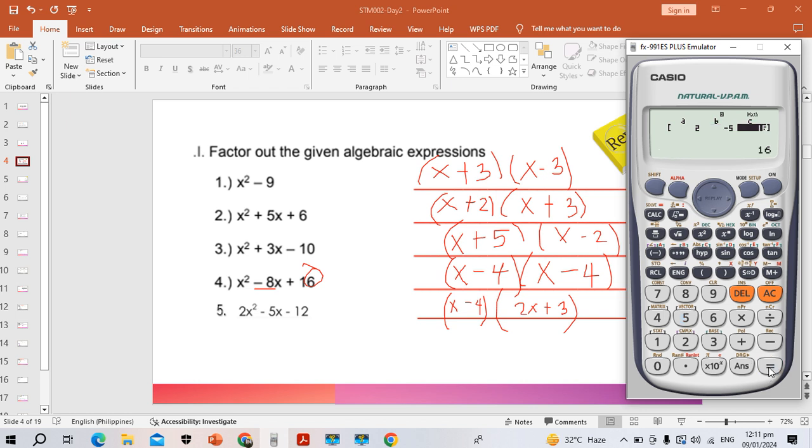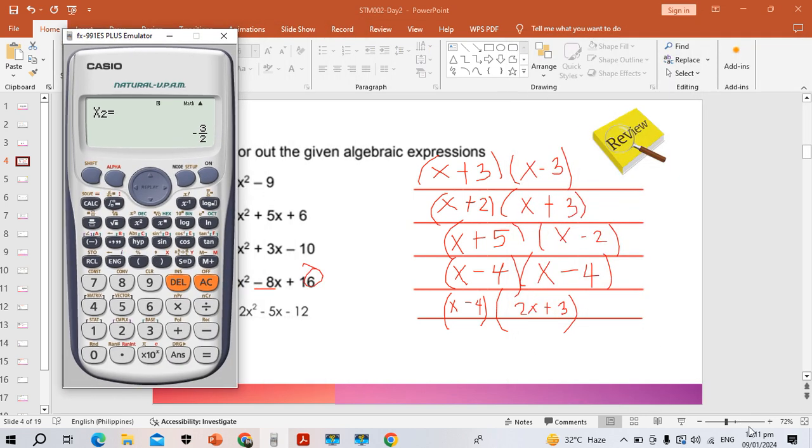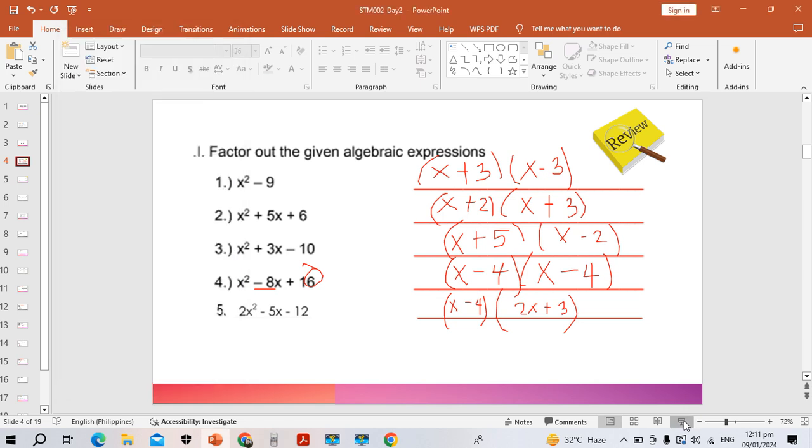Negative 5. Then the last term is negative 12. Equals. So, yung sagot kanina ni Angel is x minus 4. So, if you're going to get the opposite of 4, that will be x minus 4. Then we have negative 3 halves. Negative 3 all over 2.